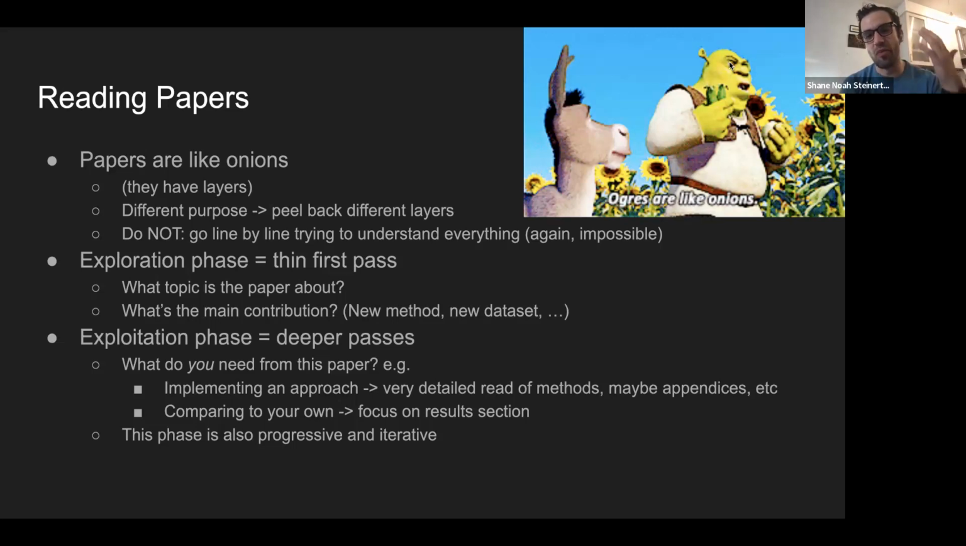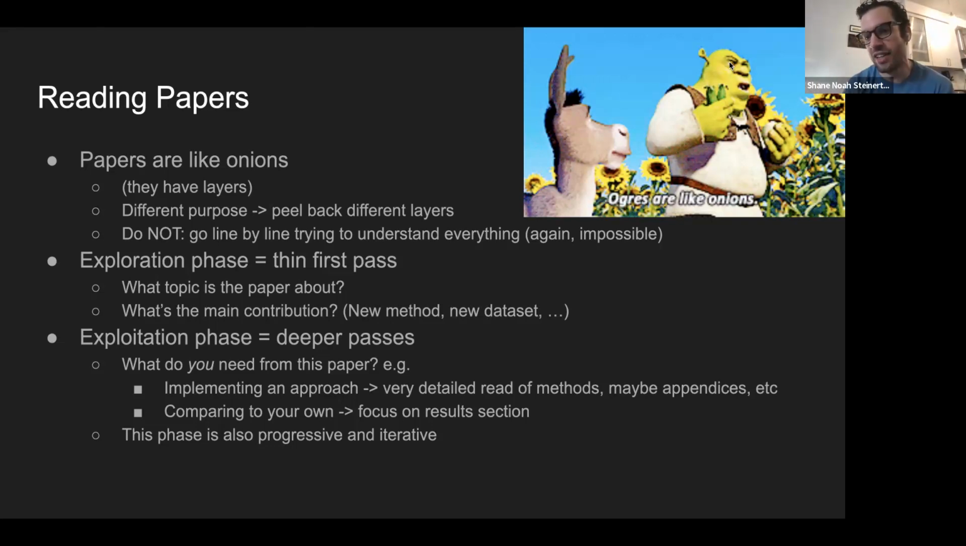The better thing to do is to make passes through it and get a surface level understanding of what's happening. So maybe you know broadly the area it's contributing to, and then you keep peeling back the layers of depth in the paper as needed for your purposes.